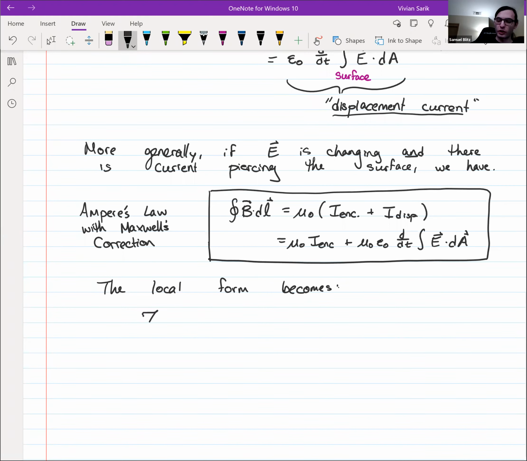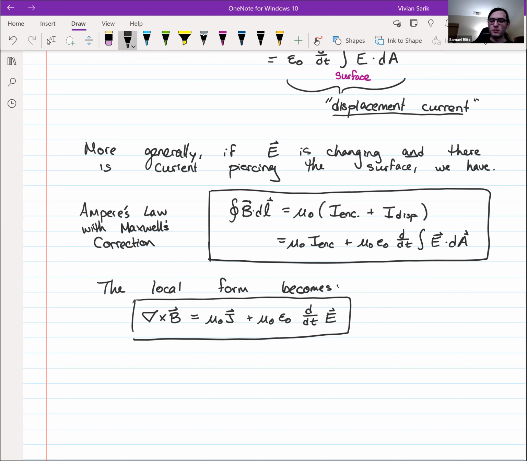you still have the curl of B on the left-hand side, and you still have mu naught J on the right-hand side, but now we have one more term. We have plus mu naught epsilon naught d dt of the electric field, the time derivative of the electric field. That's this last term here. This is the local form. This is the local corrected version.